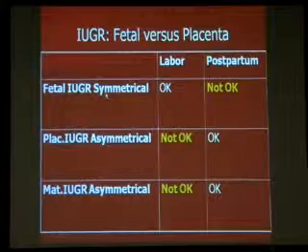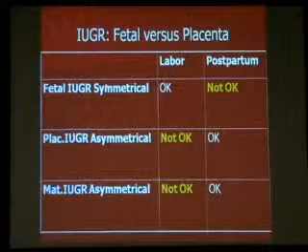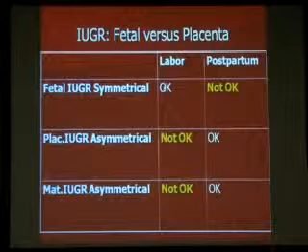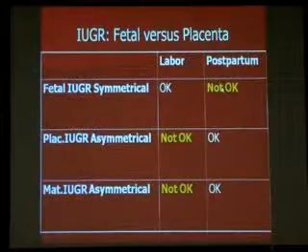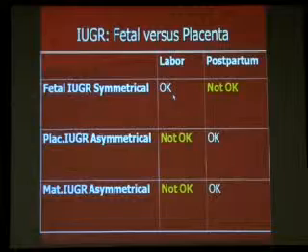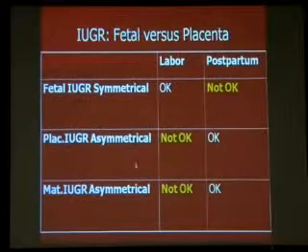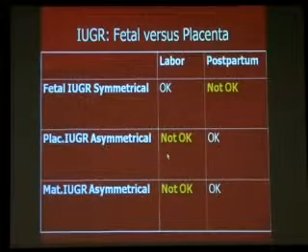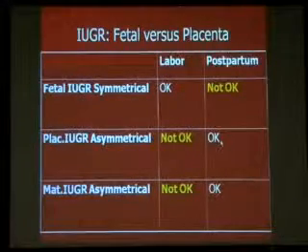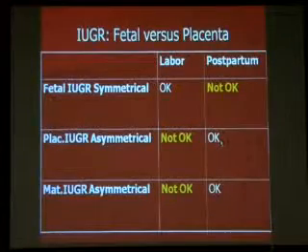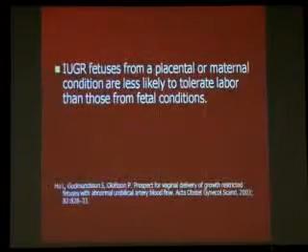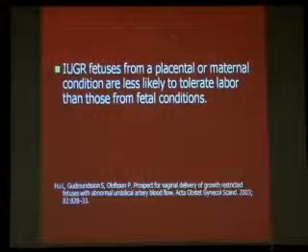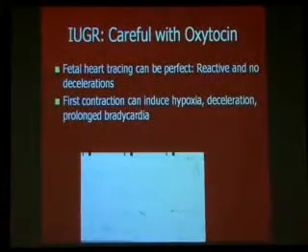And this is something that I thought might be very helpful. Symmetrical IUGR babies do well in labor, but they don't do okay postpartum because they usually have other malformations. Asymmetrical babies do not do okay in labor because they usually have a placental factor, but if they deliver okay with no acidemia, then they will do fine postpartum. So IUGR fetuses from placental or maternal conditions are less likely to tolerate labor than those from fetal conditions.